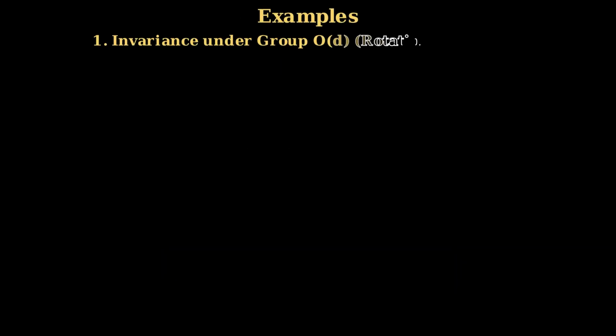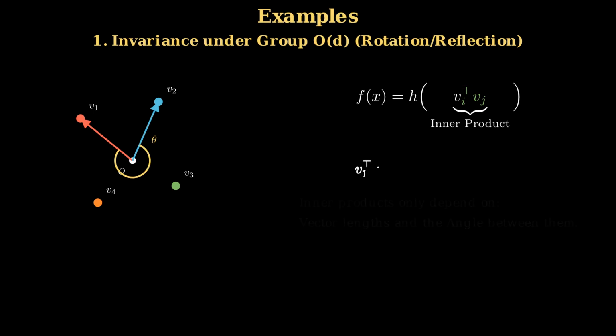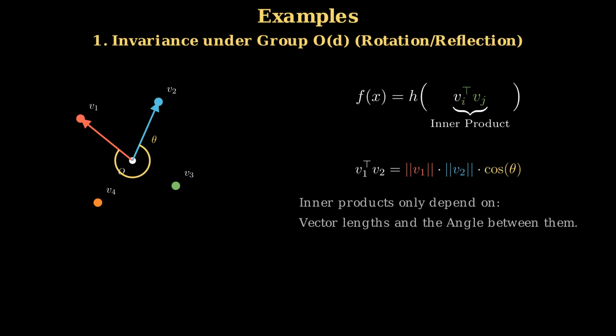Let's look at some concrete geometric examples. First, invariance under the orthogonal group, which includes rotations and reflections. Consider a point cloud in a 2D space, centered around an origin O. An invariant function can be constructed using the inner products of these vectors. As we know, the inner product depends strictly on the lengths of the vectors and the angle between them.